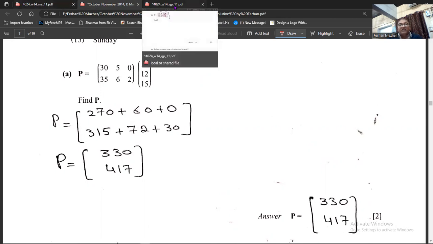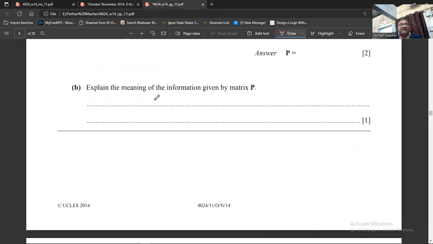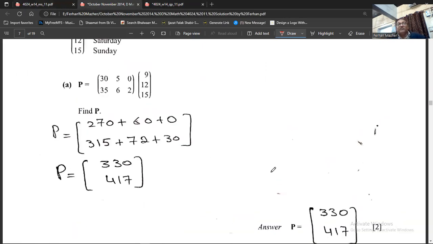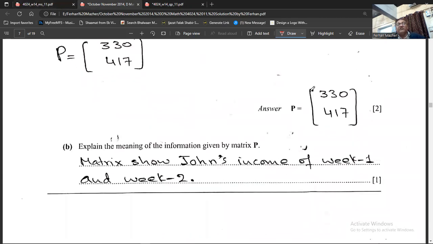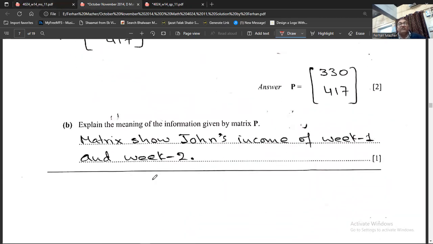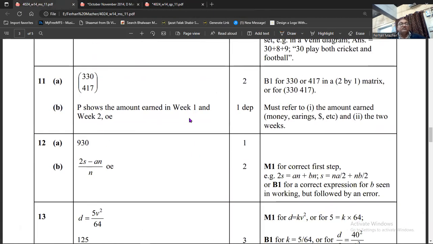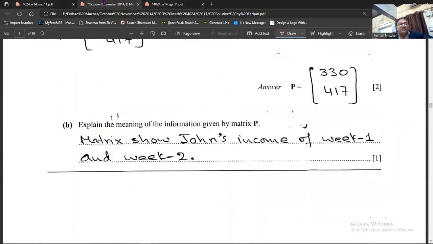This is the solution. He says, explain the meaning of the information given by the matrix P. So this matrix P is basically telling you the income in week 1 and the income in week 2. The matrix shows John's income of week 1 and week 2, the amount earned in week 1 and week 2.